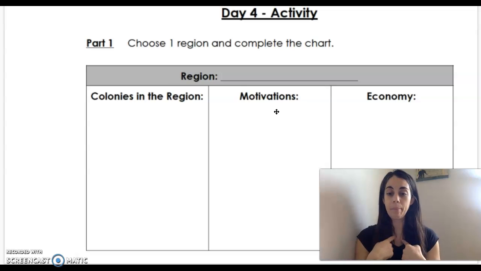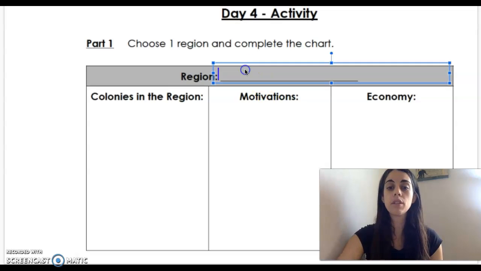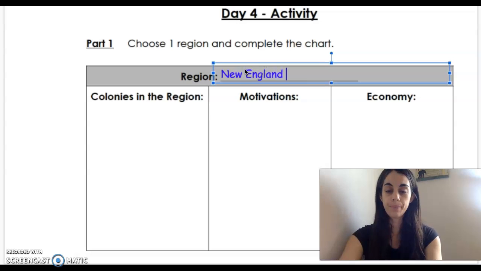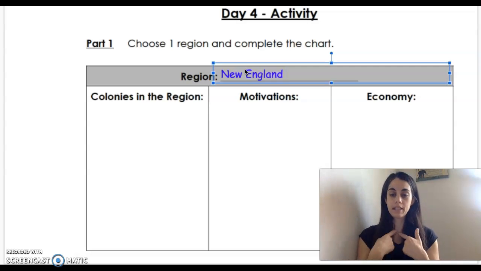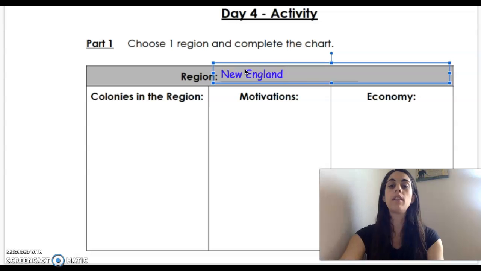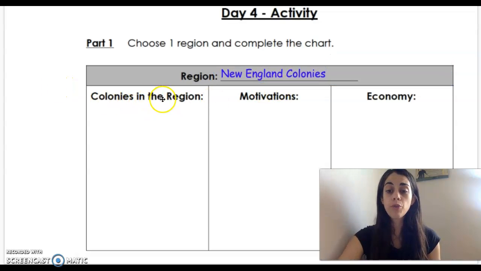For my example, I'm going to choose the New England Colonies. You can choose a different region. You can choose the Southern Colonies or the Middle Colonies. For my example, I'm doing the New England Colonies. Now I'm going to look for information about my region.